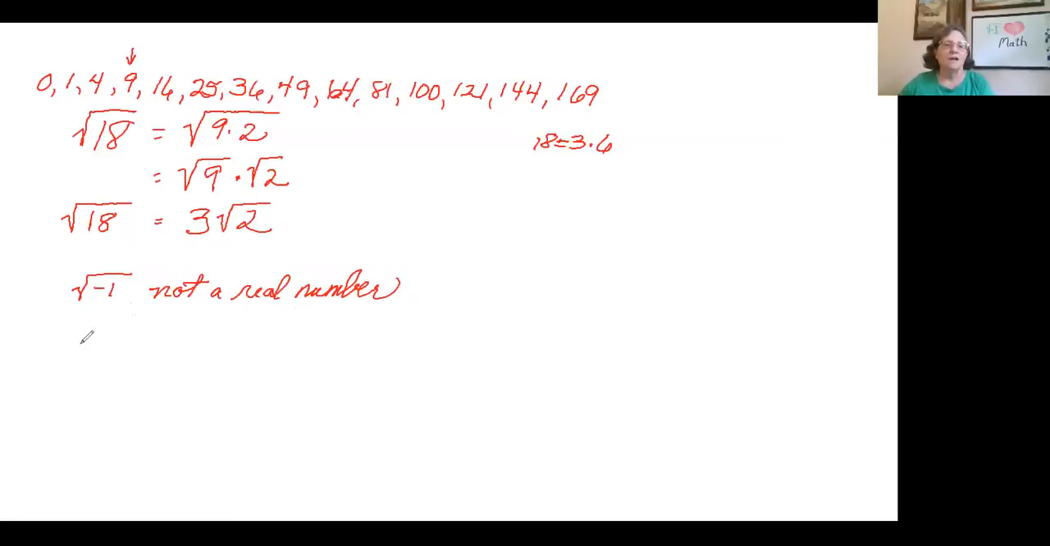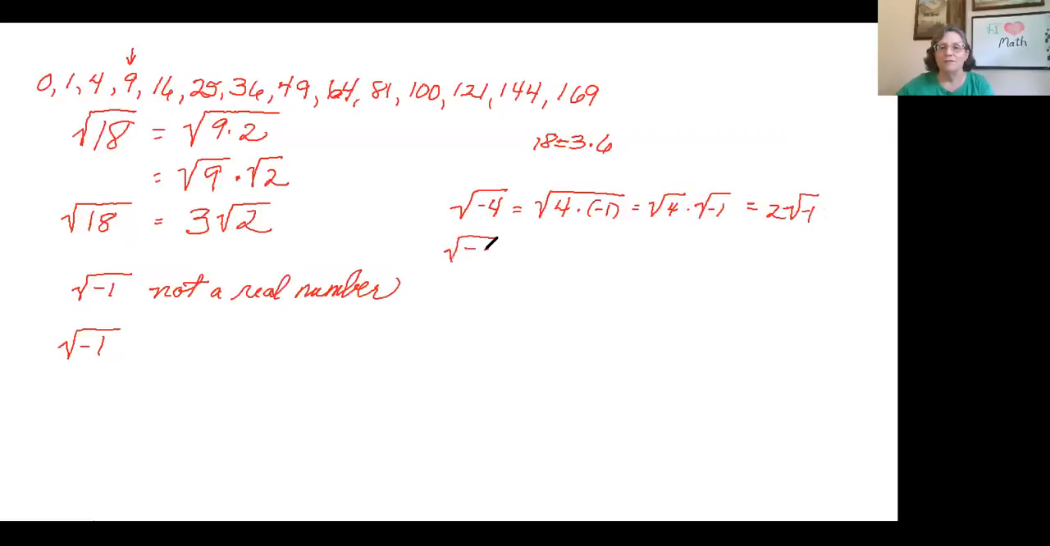However, at some point, they decided that we really needed a square root of -1. Because if we only had a square root of -1, then if we had the square root of -4, we could rewrite that as 4 times -1. So we'd have the square root of 4 times the square root of -1, which would be 2 times the square root of -1.